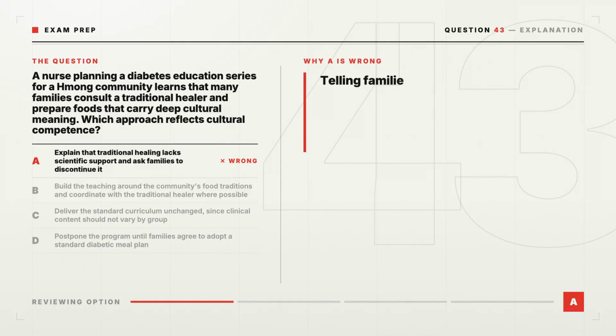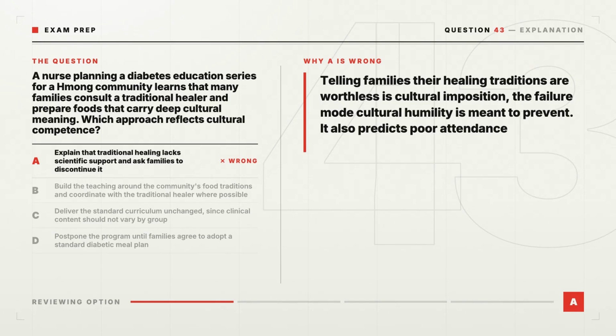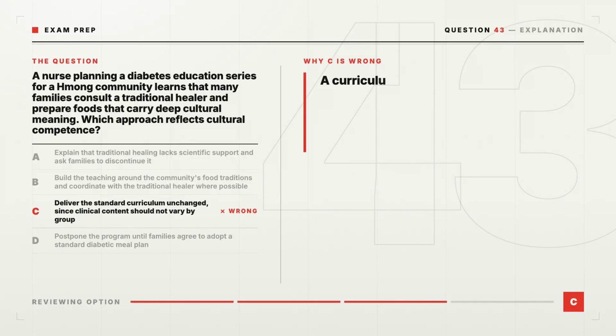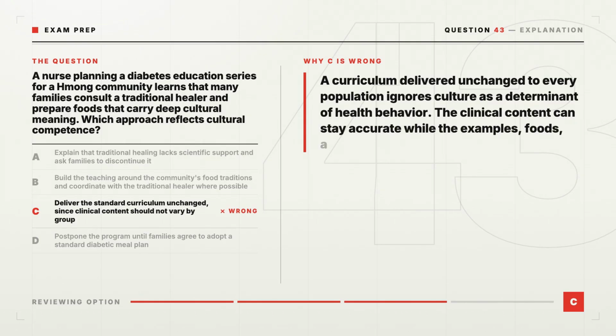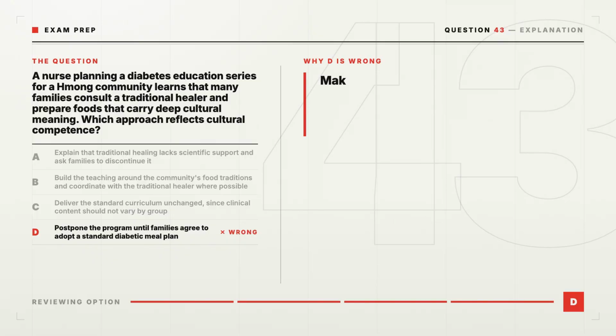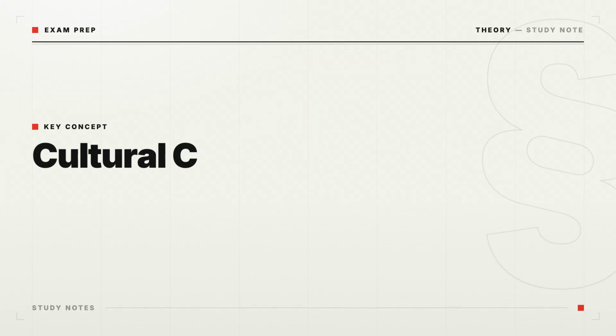A is wrong because telling families their healing traditions are worthless is cultural imposition, the failure mode cultural humility is meant to prevent. It also predicts poor attendance and lost trust. C is wrong because a curriculum delivered unchanged to every population ignores culture as a determinant of health behavior. The clinical content can stay accurate while the examples, foods, and messengers change. D is wrong because making adoption of an unfamiliar meal plan a precondition for service is coercive and delays care. It also assumes the standard plan is the only route to glycemic control.